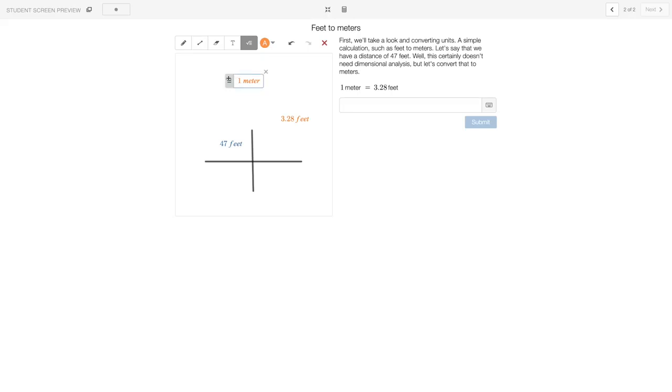Now, how are we going to know which way this goes? Are we going to have a meter on the bottom and feet on the top, or feet on the bottom and a meter on the top? The way that you determine that is you look at the units here, which in this case is feet, and that's going to be your units on the bottom. So 3.28 feet and 1 meter. What you're doing here is multiplying by a fraction, or you could see this as multiplying these two together and then having a division problem, but either way it's the same thing. So this is going to be 47 feet times 3.28 feet.